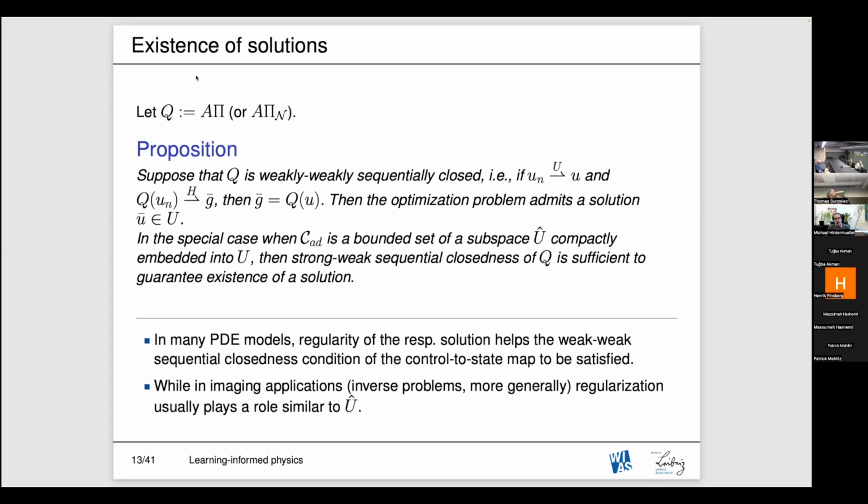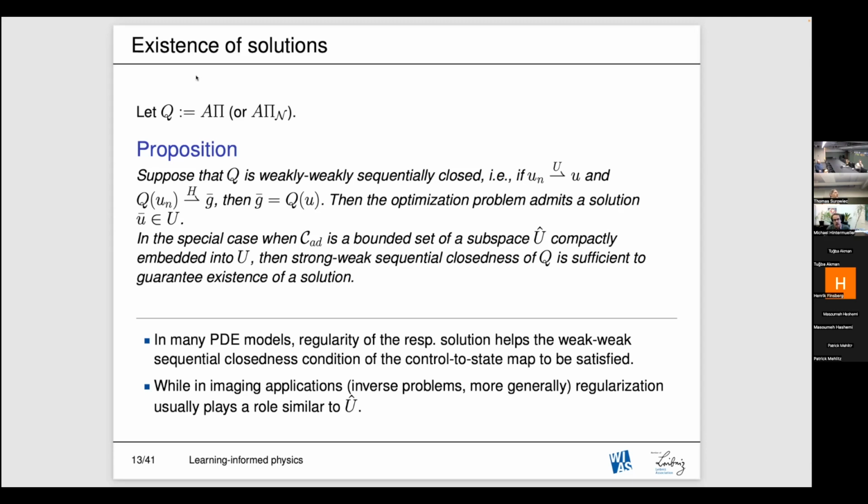This second property can very often be gained in inverse problems by specific settings, but sometimes it's also helped the weakly sequentially closedness aspect by regularity properties of underlying PDEs, where the state gains regularity as opposed to the measurement space H, and then you can benefit from compact embeddings of those spaces, for instance. But at least this gives us an idea under which conditions we have existence of a solution for the original problem, but also the learning-informed problem.